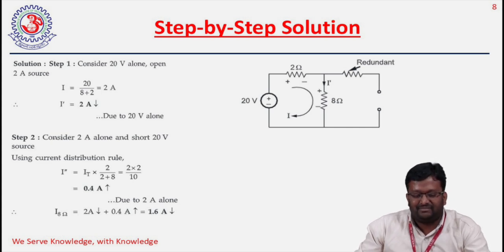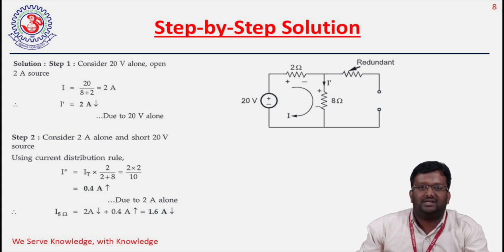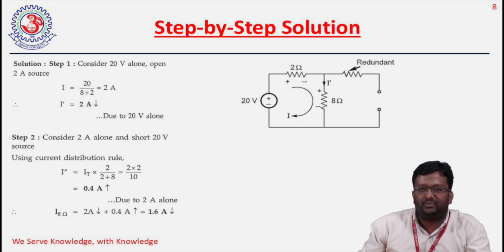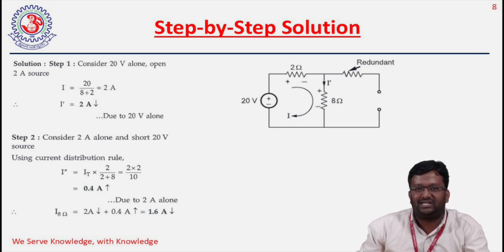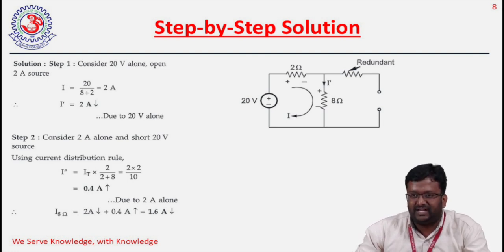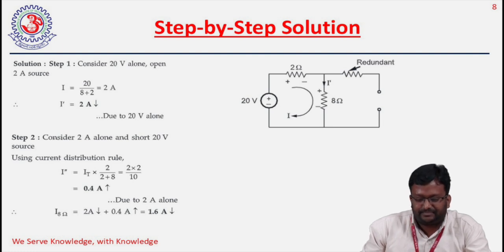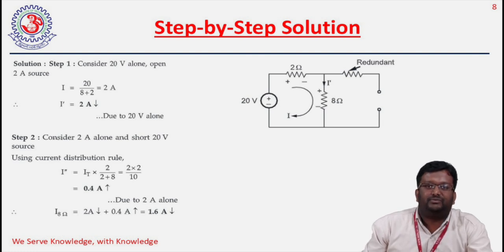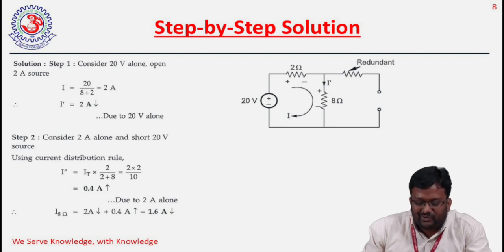Next we are going to consider only the 2 amps current source, because in that circuit diagram we had one voltage source and one current source. If we have the voltage source, we need to find the total current delivered from that active source. Now we have the current source in the circuit, so the voltage source will be removed. That means the 20 volt active source will be removed, and as per our condition we need to short circuit that voltage source. So now we have the current source.